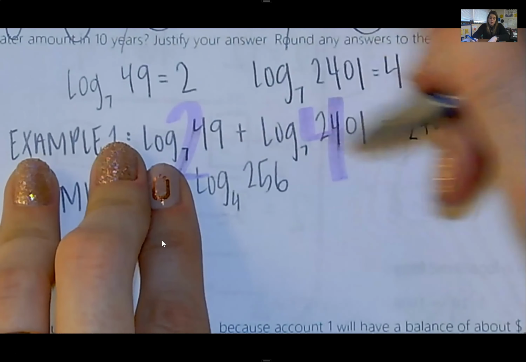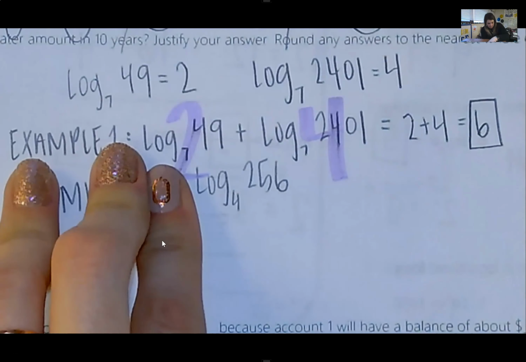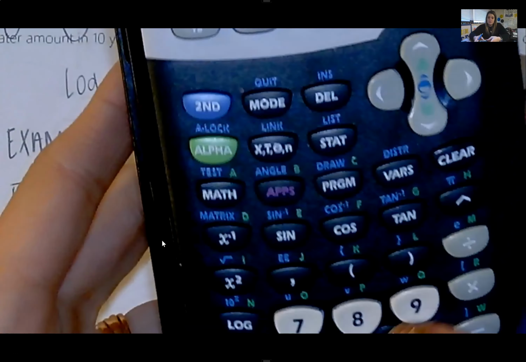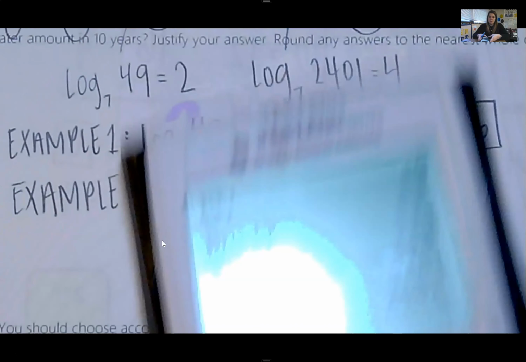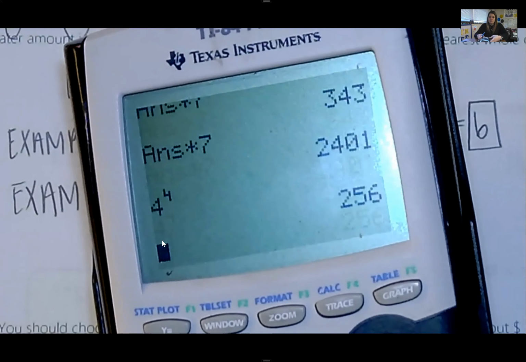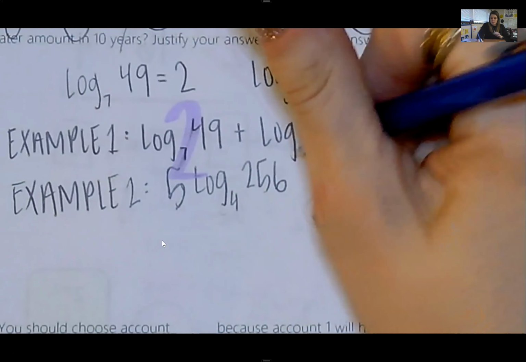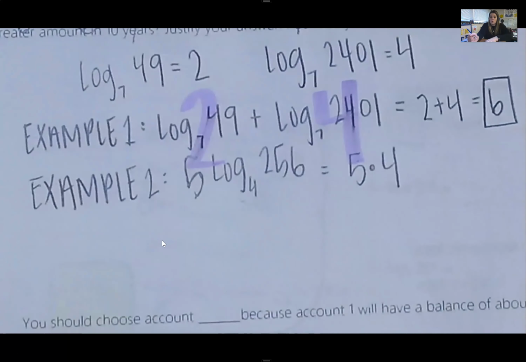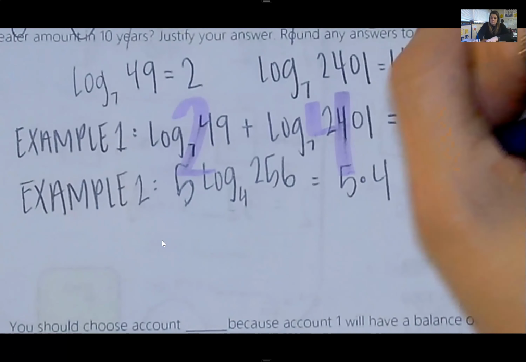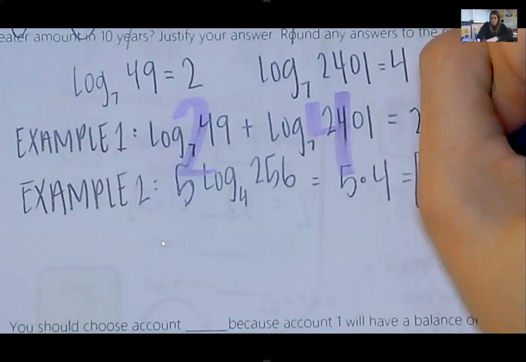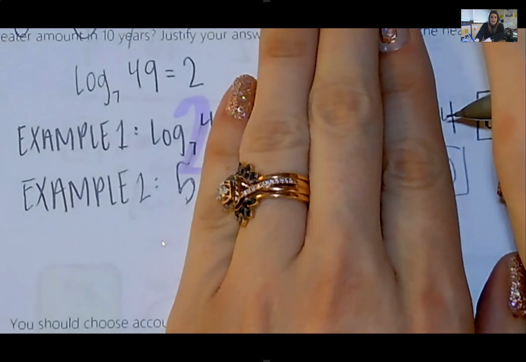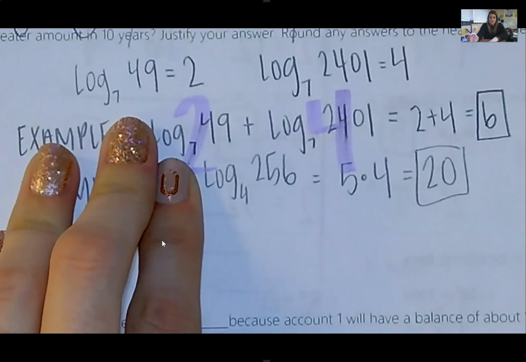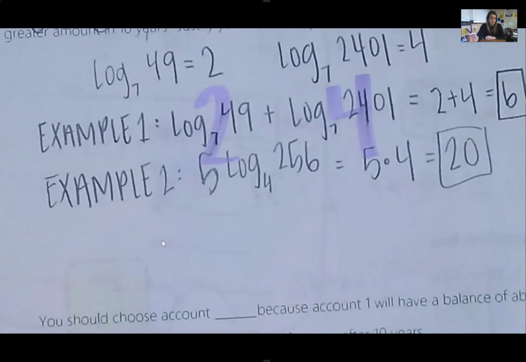Okay, log base 4 of 256, I believe, is 4. Let me double check. 4 to the power of 4 is 256. So what this really is, is 5 times 4, which gives you 20. You're taking 5 and multiplying it by what the log is equal to. That's 4, so 5 times 4 is 20.